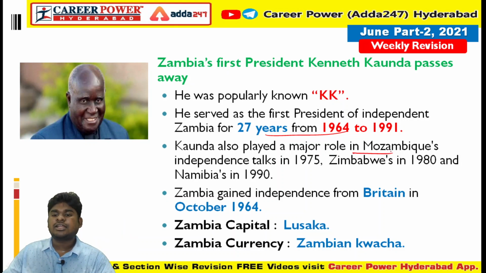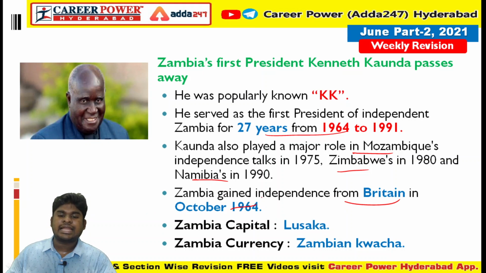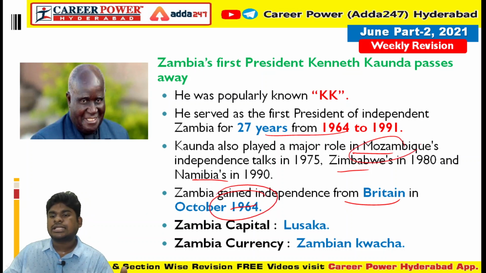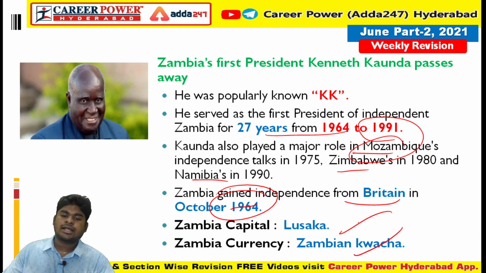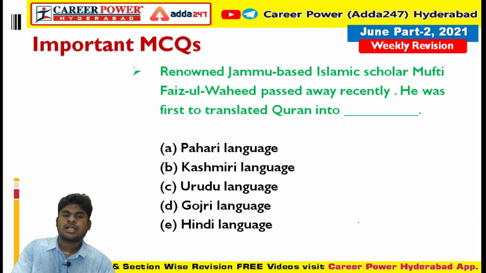So he played a very vital role in the independence talks of Mozambique, Zimbabwe and Namibia. Zambia got independence from Britain in 1964. From 1964 till 1991, Kenneth Kaunda was the president. Also remember, the capital of Zambia is Lusaka, and the currency of Zambia is the Zambian Kwacha.